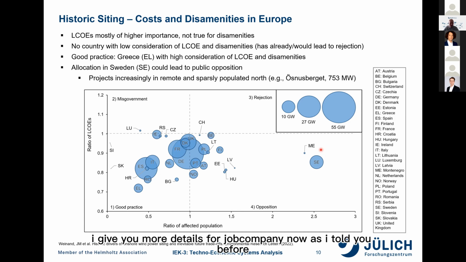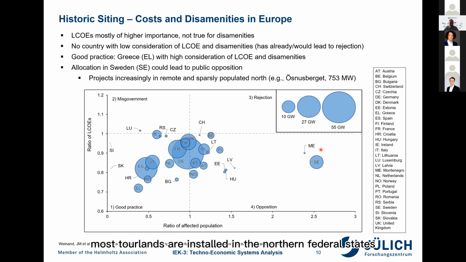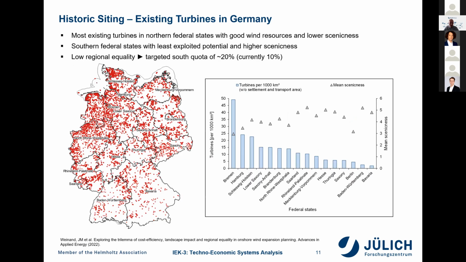Here I give you more details for Germany now. As I told you before, most turbines are installed in the northern federal states, which have low scenicness values and very good wind resources. Here you can see the turbines per 1,000 square kilometers for the different federal states in Germany, ordered in decreasing order.